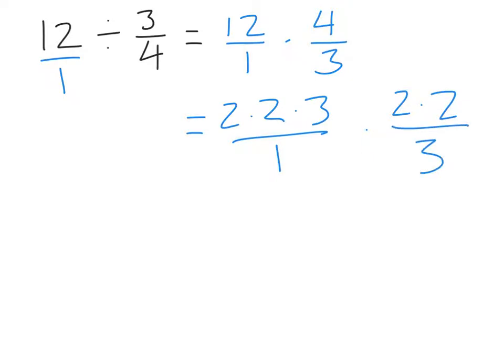And now we're going to cross-cancel anything in common. And it looks like in this case the only thing in common is that 3. And so if you multiply everything together, you get 2 times 2 times 2 times 2, which is 16 on top. And on bottom you only have a 1 left over, and anything over 1 is itself, so our final answer is 16.